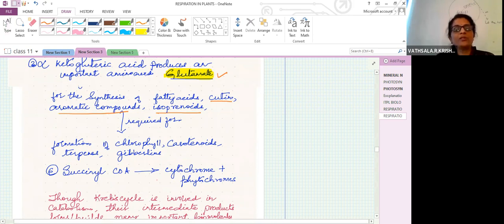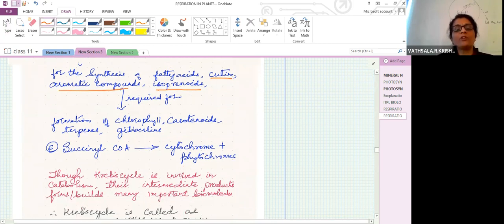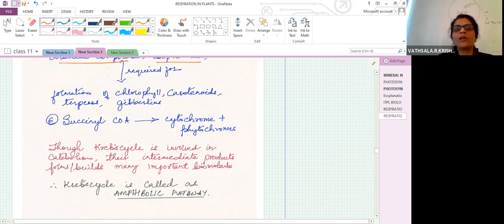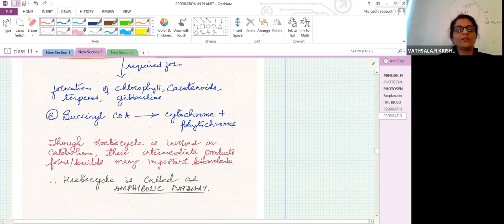Point number 2, succinyl CoA is the major compound required for the formation of the cytochromes. Cytochromes are electron carriers. So through the Krebs cycle, we are building many other substances. Hence, though it is involved in catabolic reactions, the intermediates are used for building up the different biomolecules required in the living system.